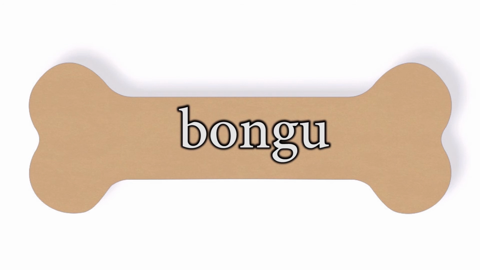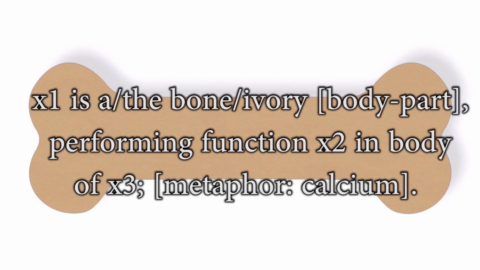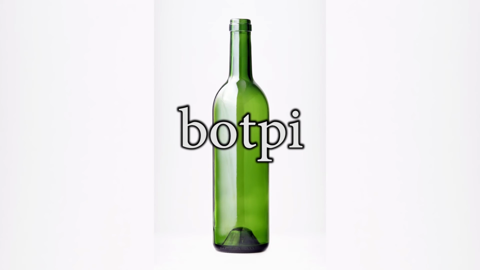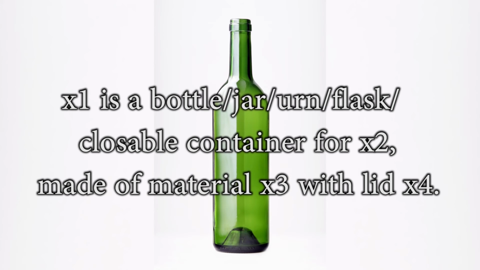Bongu. X1 is a or the bone or ivory body part performing function X2 in body of X3, metaphor for calcium. Botpi. X1 is a bottle, jar, urn, flask, or closable container for X2 made of material X3 with lid X4.